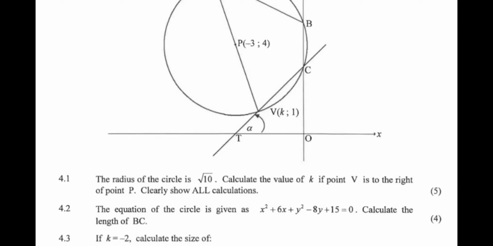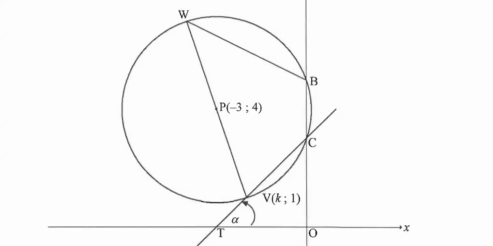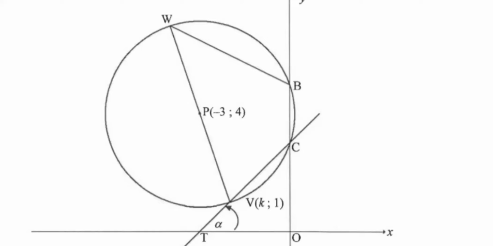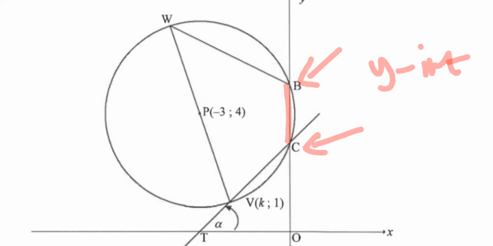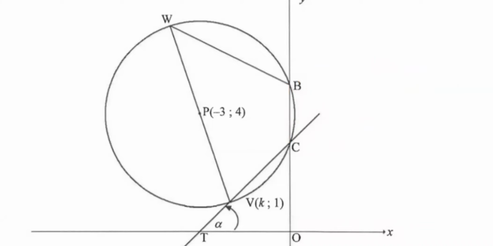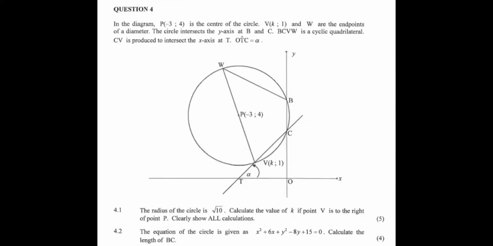So if we just go here, B and C are both the y-intercepts of the circle. Okay, they are the y-intercepts of the circle. So how can we work out a y-intercept? Jesse, how would we work out the y-intercept of this circle? So wouldn't you let x be 0?